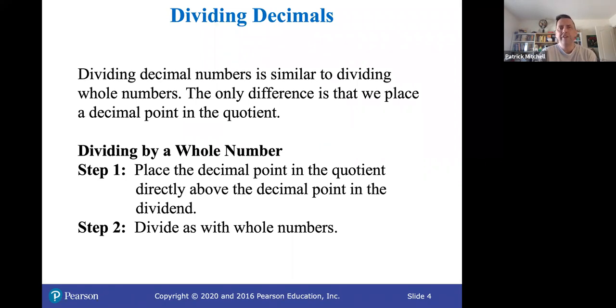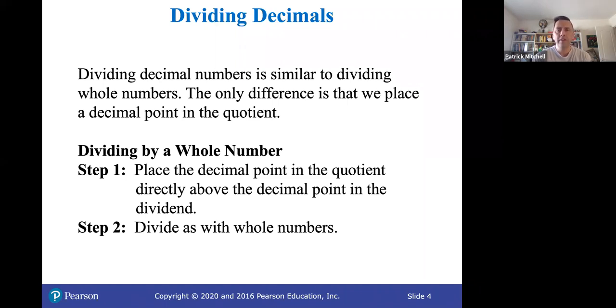So again, just like with addition, subtraction, and multiplication, dividing decimals is similar to dividing whole numbers. What we really need to talk about is how to place the decimal point in the quotient, which is the answer to the division problem.